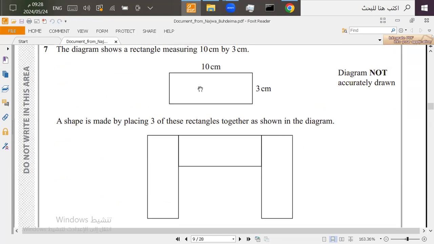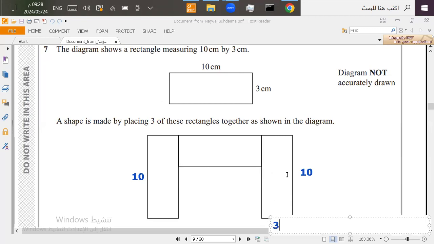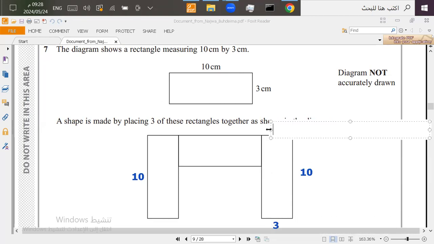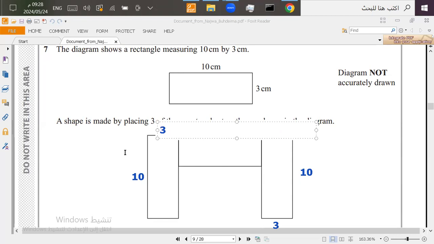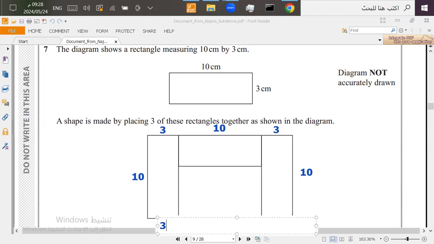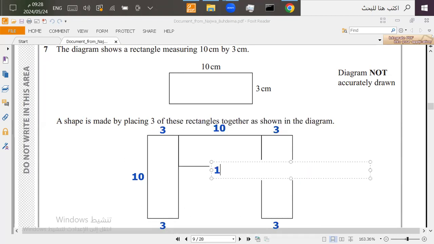Here, let's take a look at the numbers. We already know that this one is 10. It means the whole thing is 10 here. Same idea here, it's 10. And these small lines are 3s. So 3, 3. Okay. This one is 10. This one is 3. This one is 3. And this one is 10.